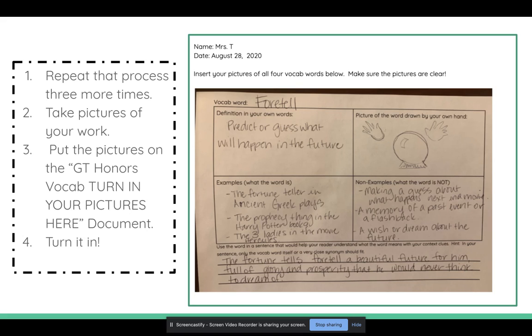So you would put the pictures on the GT Honors Vocab Turn in Your Pictures Here document, and then you would turn it in. If for some reason that's not working well for you, you are also welcome to just email me the pictures of your work. If the document is giving you trouble or you're having trouble formatting your pictures, it's totally okay for you to just send me pictures through email, and I'll make sure to give you credit for doing your work. Your grade in vocabulary is that you do your absolute best, that you write complete sentences, that you put effort into your work, and that you show that your intention is to learn these words so that you can use them again in the future.